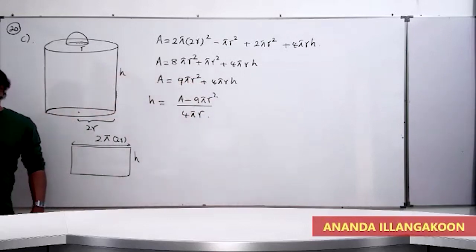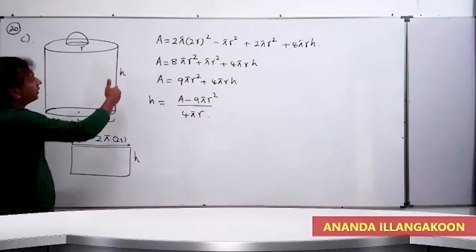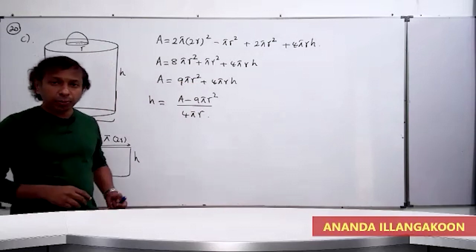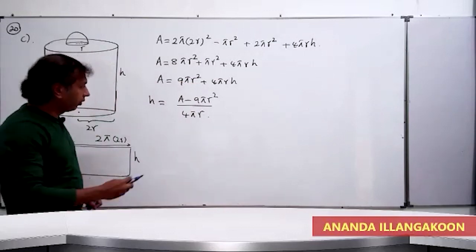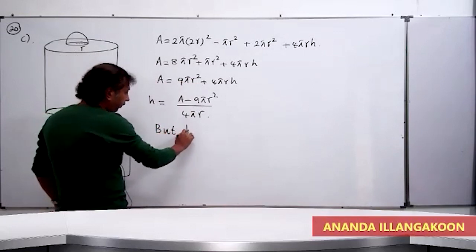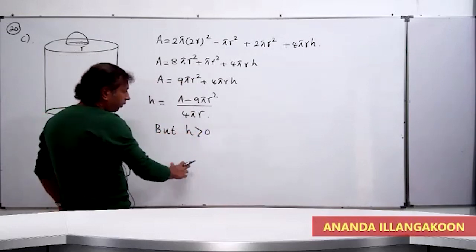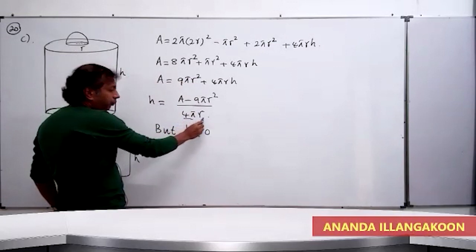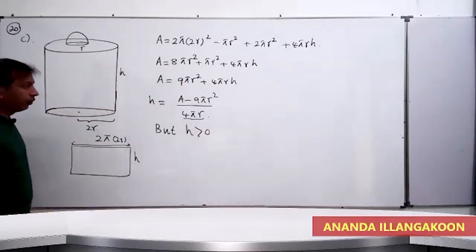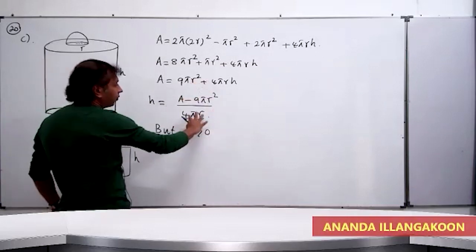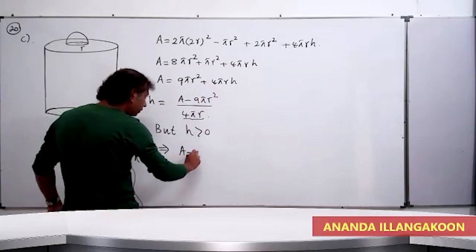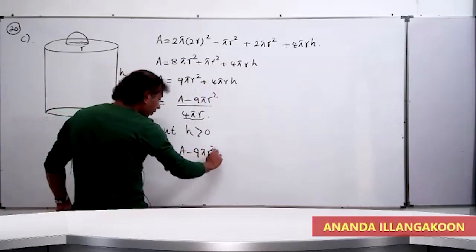Well, you know, this casket has a particular height, no? Then h should be positive. The denominator is obviously positive. r is a length, no, positive. Therefore, for this fraction to be positive, the numerator should be positive: A minus 9 pi r squared positive.